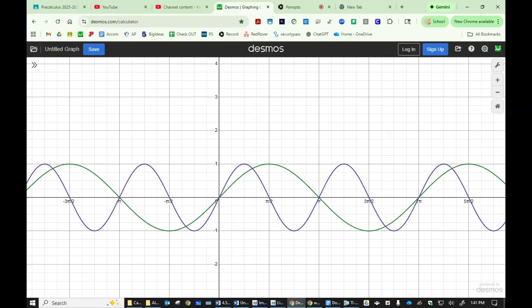Horizontal shrink. It gets compressed in. Now, a couple things. First of all, maximum and minimum is the same. The amplitude didn't change because I didn't change the A value. This is the B value. A would be out in front, that would change the amplitude. What's the period of the purple graph?